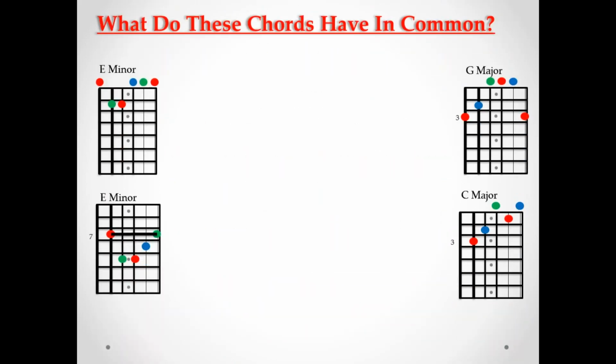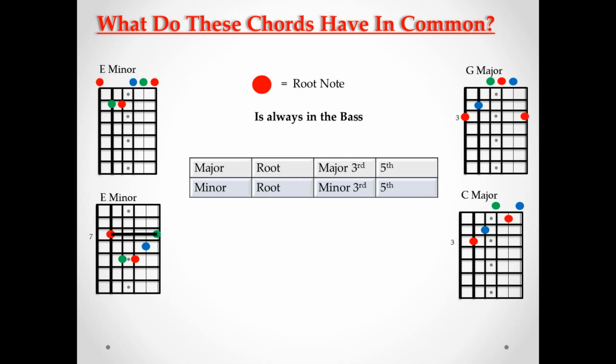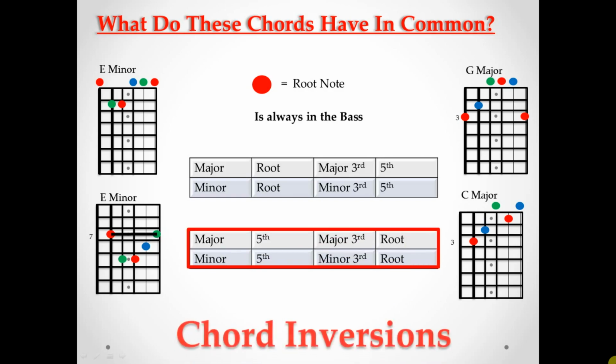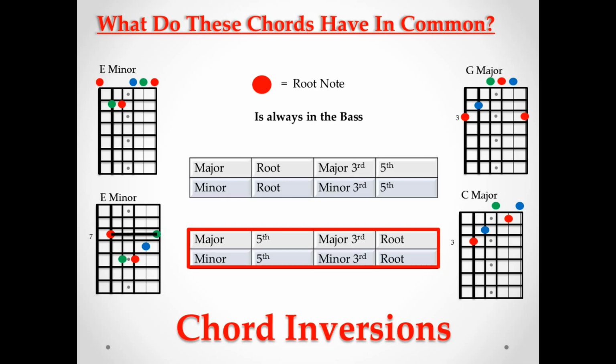Alright, so what do all these chords have in common? The answer is that the root note is always in the bass. We learned previously that a major chord is just a root note, a major third, and a fifth, and a minor chord is just a root note, a minor third, and a fifth. Well, we can also take these intervals and rearrange them so that the fifth is in the bass or the third is in the bass, however we really want to. And that is kind of the principle behind chord inversions.